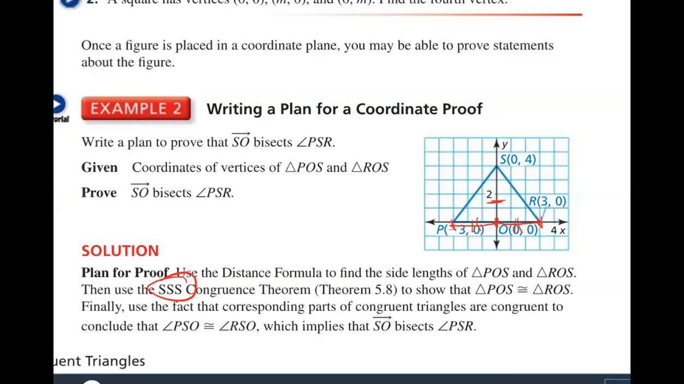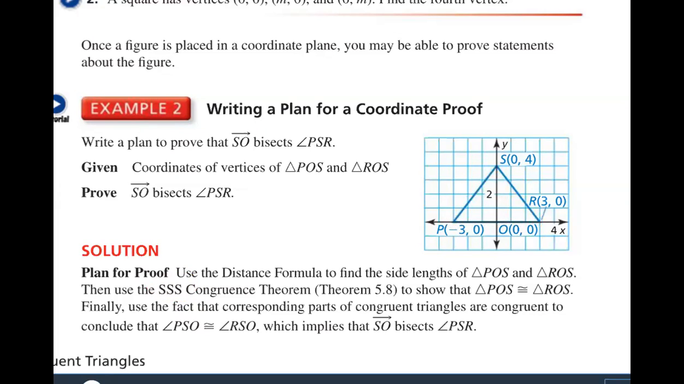We already have two pairs of sides. We would just need the distance formula to get the third pair of sides. Once we have that third pair of sides congruent, all three pairs of sides are congruent, SSS, and the triangles are congruent. Now we can use CPCTC, right?